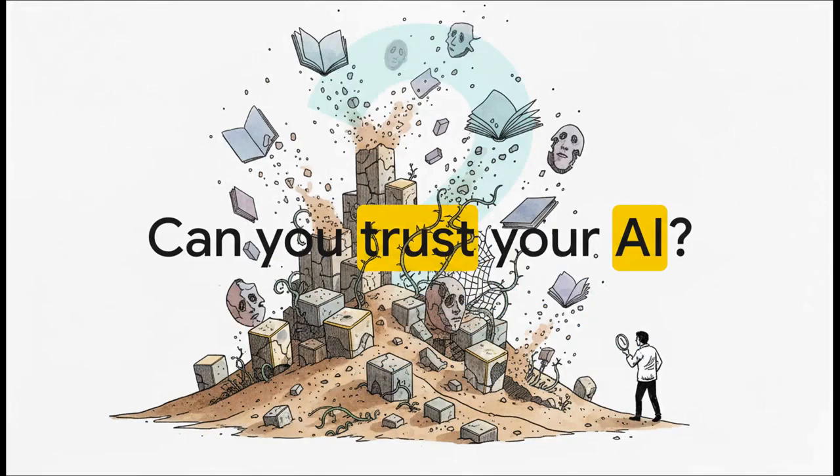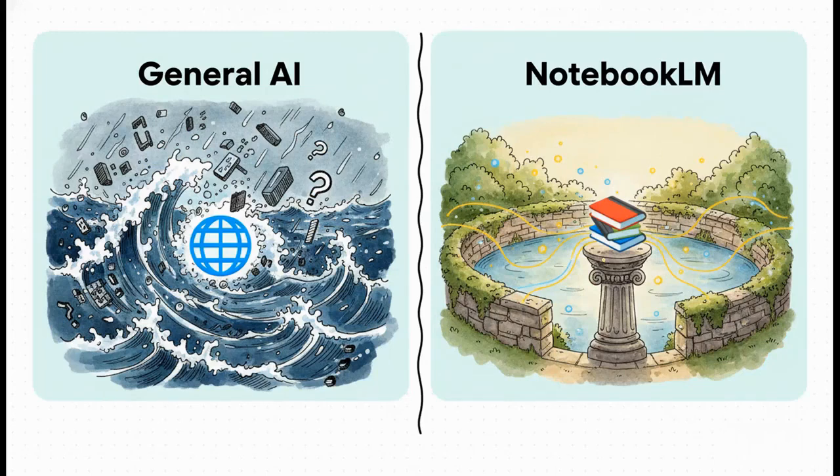So, let's talk about the biggest problem with so many AI tools right now, right? You ask it a question and you get this beautiful, confident-sounding answer that is completely made up. We call it hallucination, and it is the ultimate deal breaker for anyone doing serious work. I mean, how can you build anything on a foundation that might just be sand? And this is where it all clicks.